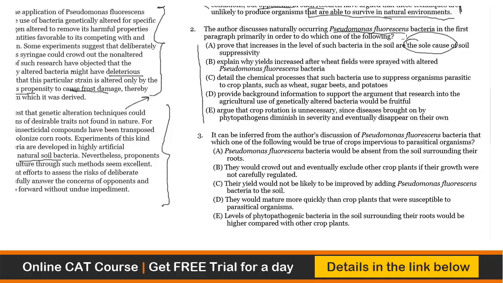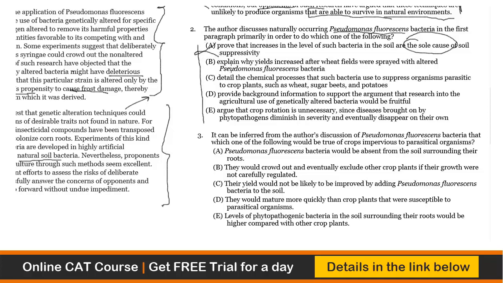See, understand, the author is not arguing whether this is the sole cause or there is no other cause. You are taking the focus away from the purpose to something else, as if the purpose of the author is to just discuss that this is the sole cause and there is no other cause. But the author's motive is not that. The motive is that Pseudomonas is one example of a beneficial bacteria, and therefore genetically altered bacteria can be beneficial as a whole. That is the purpose. So A is not the intention of the author.